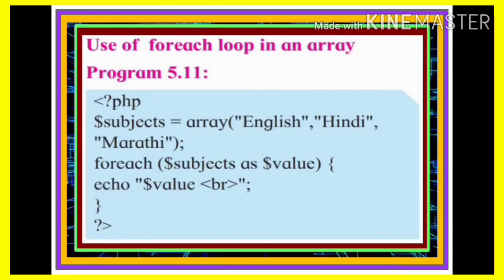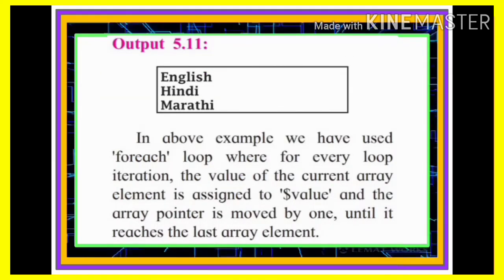Here is one example of the foreach loop which works on an array. Here the array subjects has 3 elements, English, Hindi and Marathi. Use the foreach loop on the array subjects. Save the program, execute on the browser. It will show the output. The output shows 3 elements of the array, English, Hindi and Marathi.